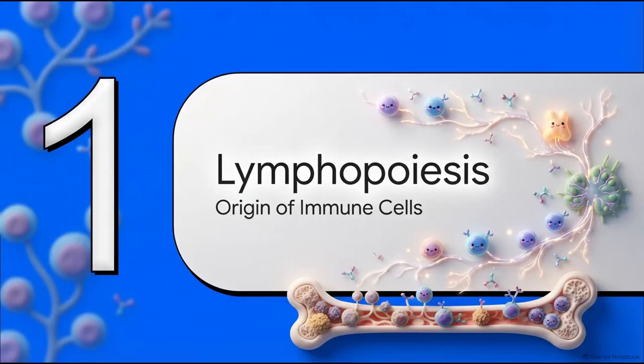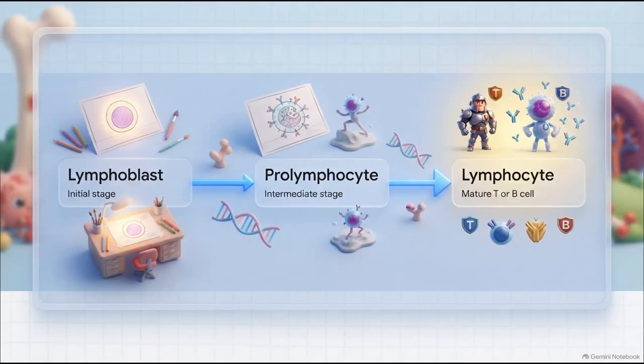Section 1. Lymphopoiesis. Let's look at the origin story of these immune cells. Like any good character arc, every lymphocyte starts somewhere. The maturation sequence always flows in a very specific order. It starts with the lymphoblast, matures into a prolymphocyte, and then finally differentiates into a mature lymphocyte, which is eventually going to become either a T cell or a B cell.